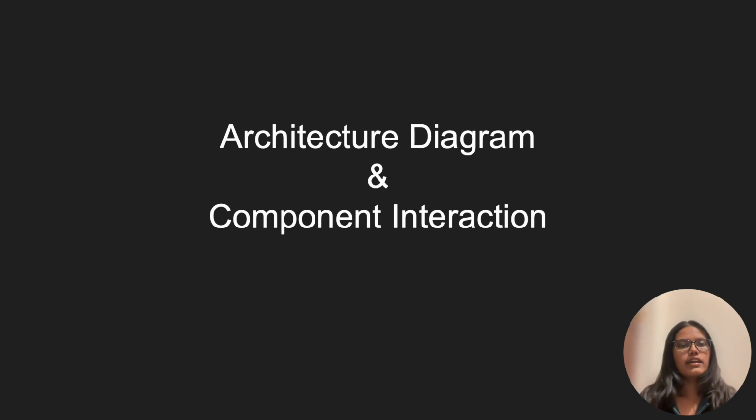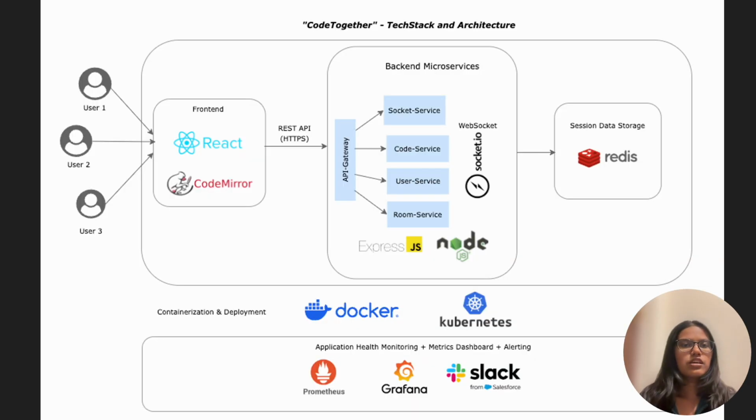So, moving on to the architecture diagram and component interaction. This is our architecture diagram, and we can see three major components here: the front end, the back end, and session data storage, which is Redis. The users first interact with the front end, which is built with React and CodeMirror. From the front end, we extract two pieces of information from the user, which are the username and the room ID. Based on what the user inputs, the API gateway in the backend will trigger the respective microservice.